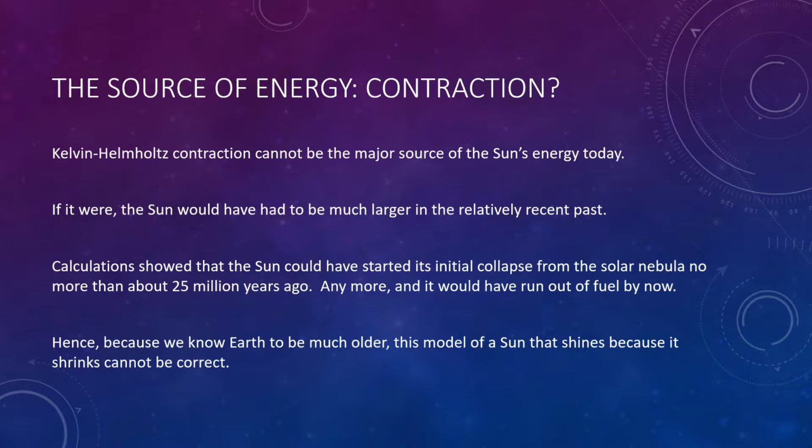Hence, because we know Earth to be much older than 25 million years, this model of a sun that shines because it shrinks cannot be correct. So although this contraction does happen at some point in the sun's life, it is not the energy source for the sun that we see today. So just like burning, neither of them could have lasted long enough to sustain the sun for as long as it's been around.